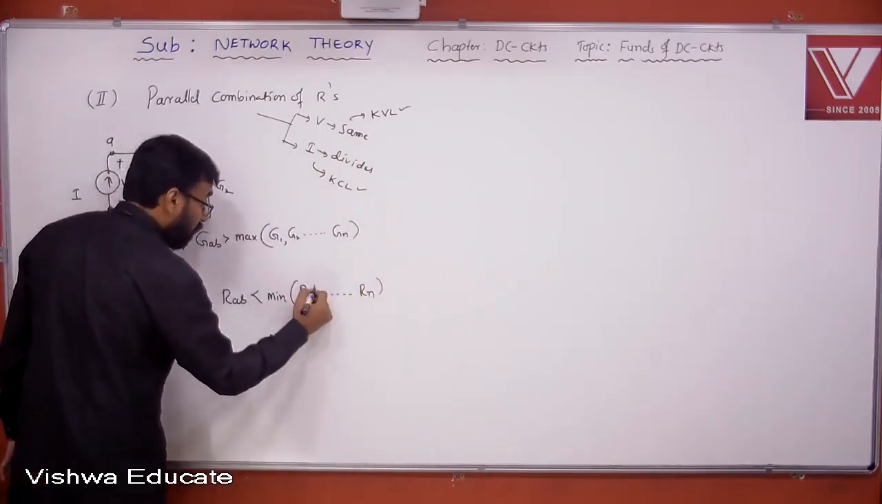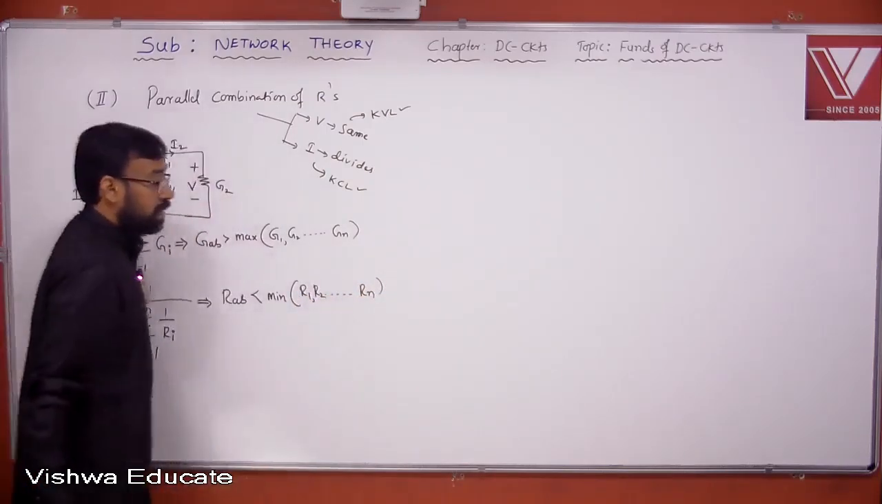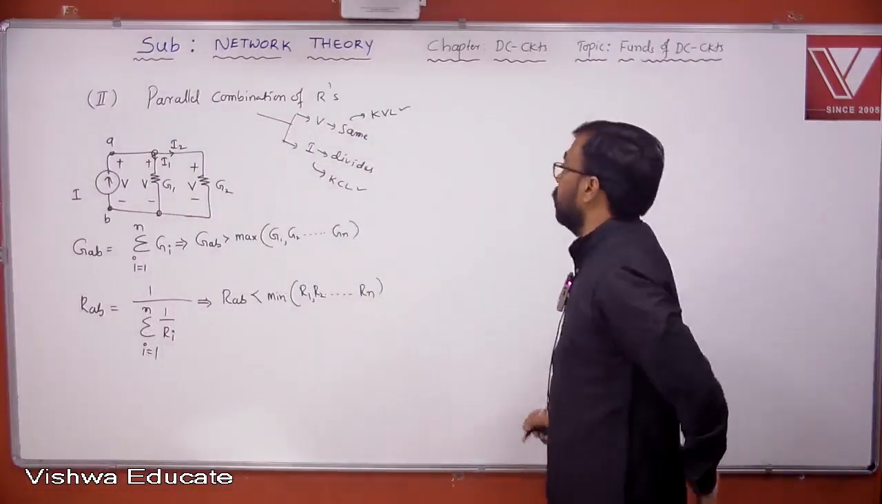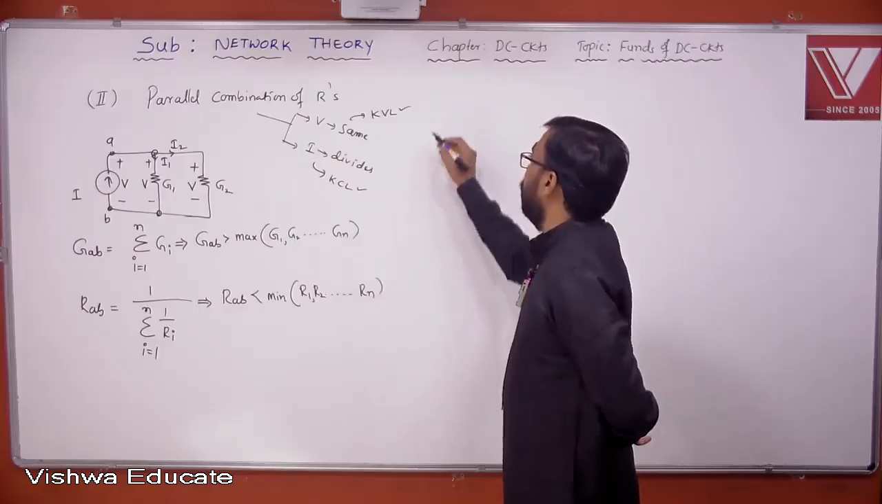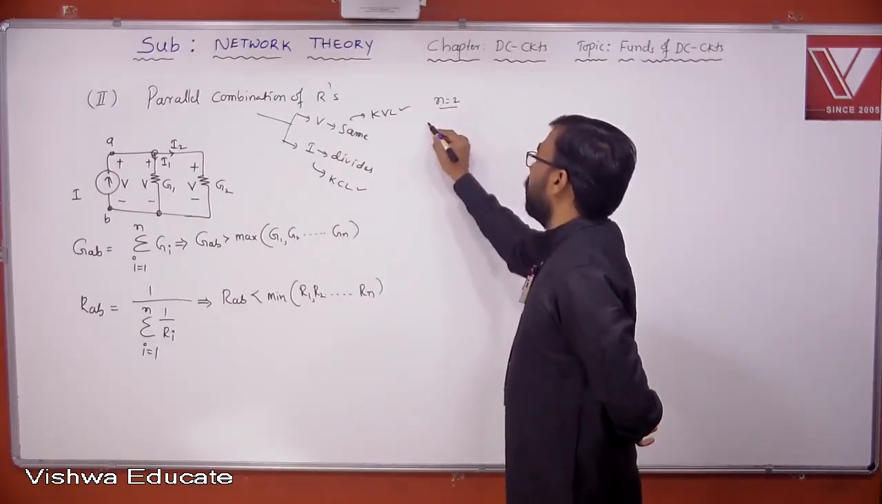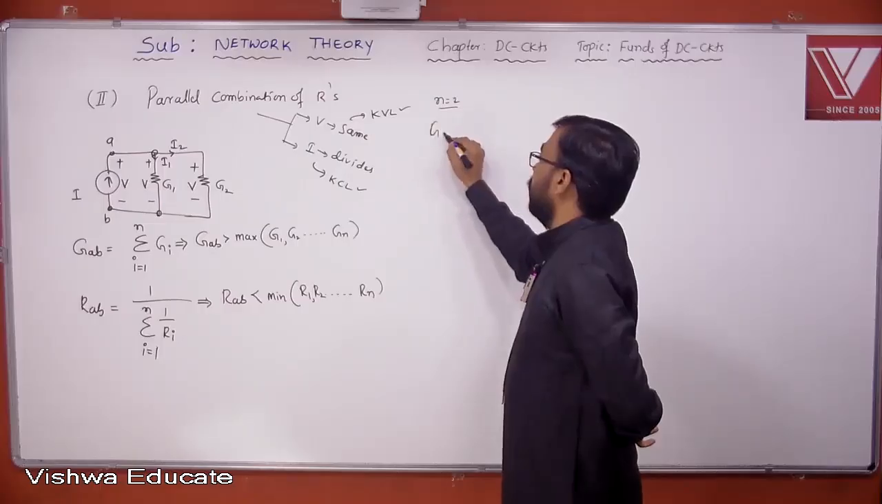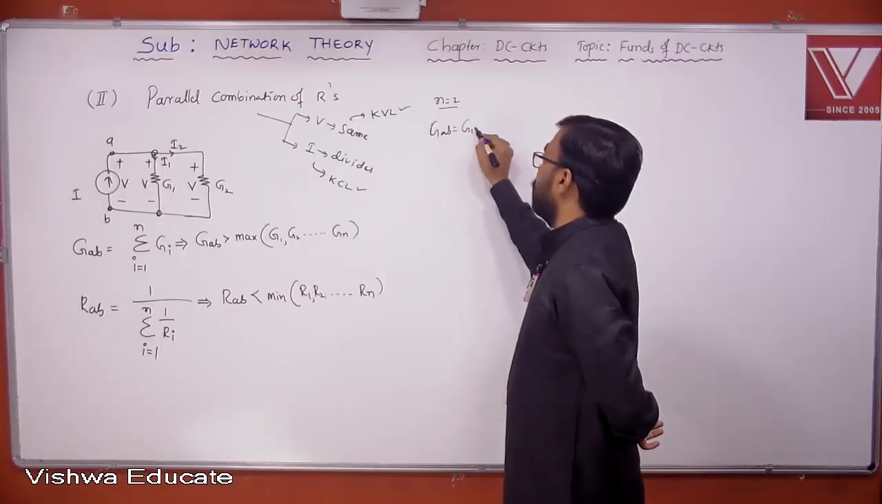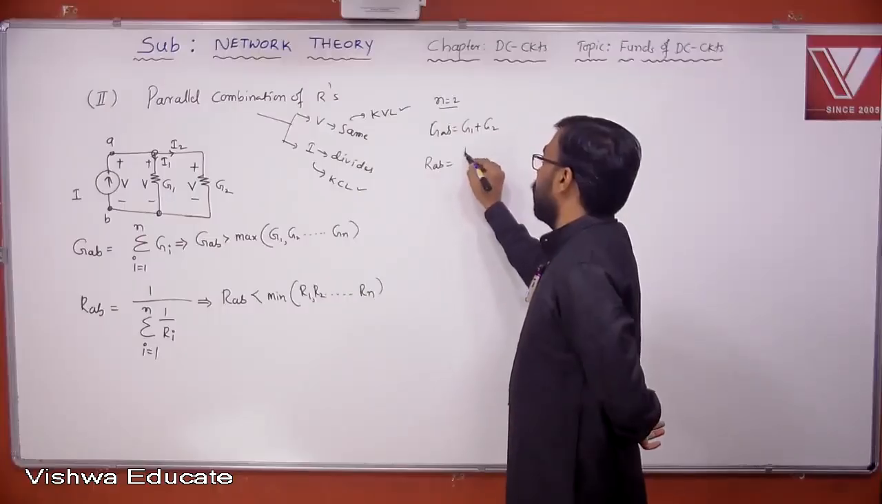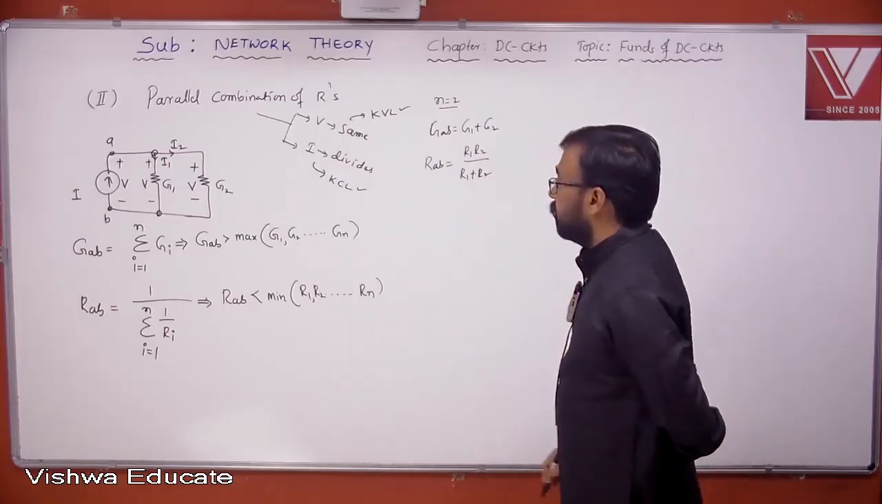Please write down along with me, okay? You can note down the things along with me. For n is equal to 2, you remember generally the formulas. GAB is equal to G1 plus G2. RAB is equal to R1 R2 by R1 plus R2.